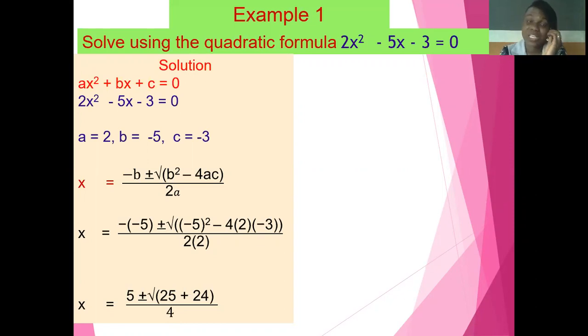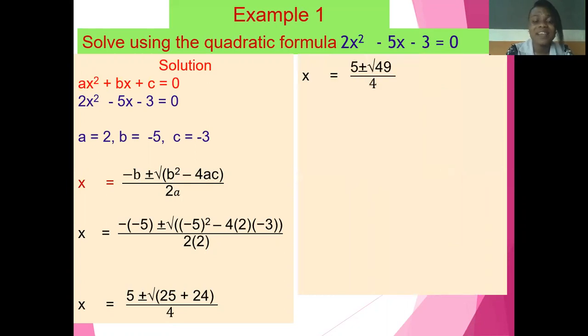That's another thing you need to take account of: the signs. If there's no minus in the terms, then it will still be a minus. But there's a minus in front of 3, so the sign has to change to plus. So we have plus, and 4 times 2 is 8, times 3 is 24. So that's 25 plus 24 over 4, all right? So now we have 5 plus or minus square root of 49 over 4.